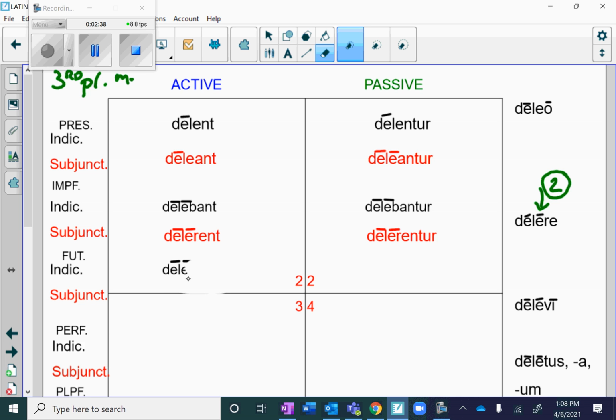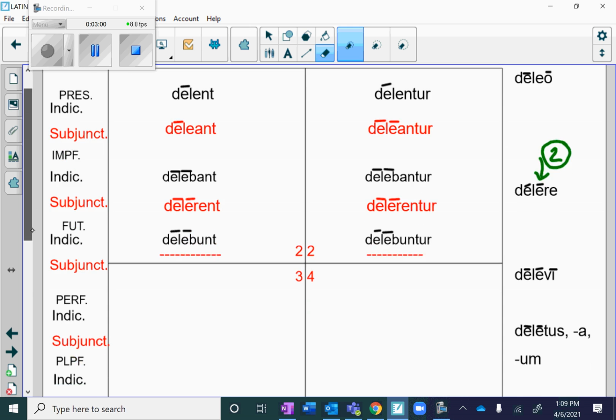For the future, dele is our stem, and since this is a second conjugation verb, like first conjugation verbs, we take the stem, we add the bo, bis, bit, bimus, bitis, bunt. They will destroy. And then for the future, they will be destroyed, delebuntur, adding that passive ending. And of course, as we remember, there's no future subjunctive.